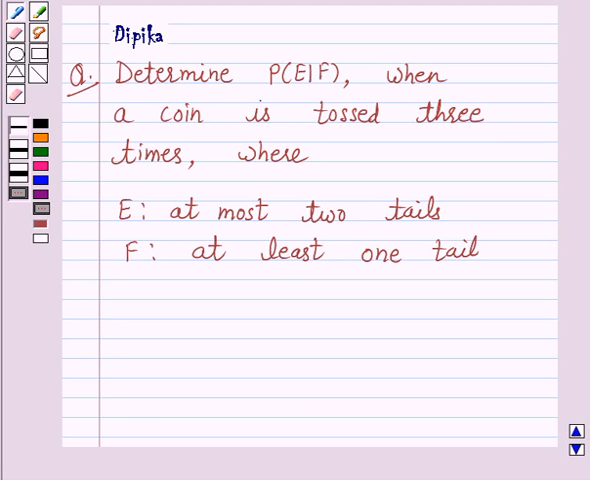I am Deepika here. Let's discuss a question which says, determine probability of E upon F when a coin is tossed 3 times, where E is the event at most 2 tails and F is the event at least 1 tail. So let's start the solution.